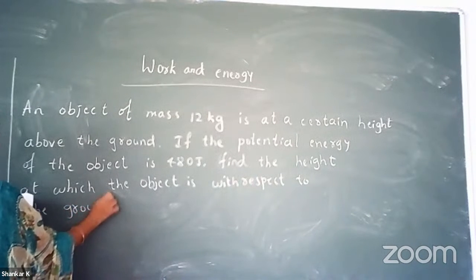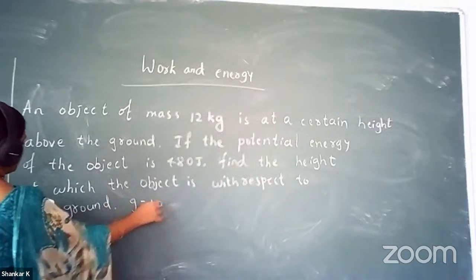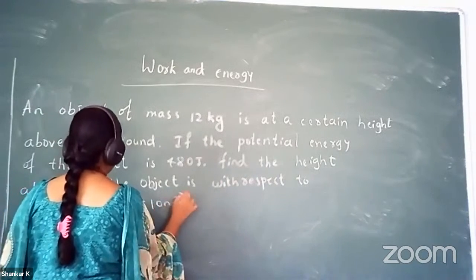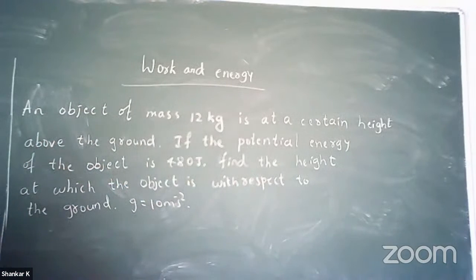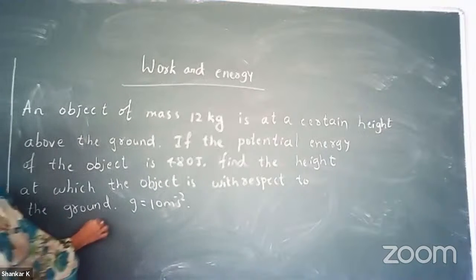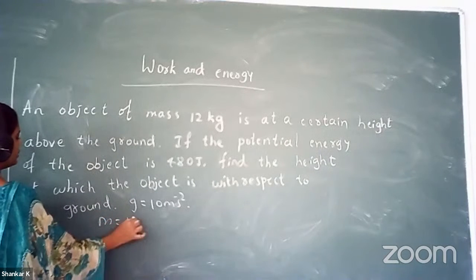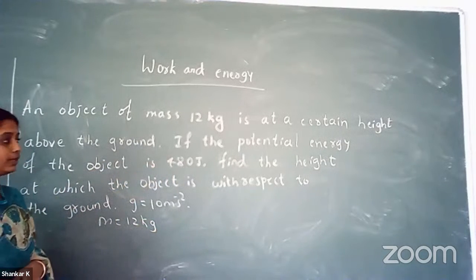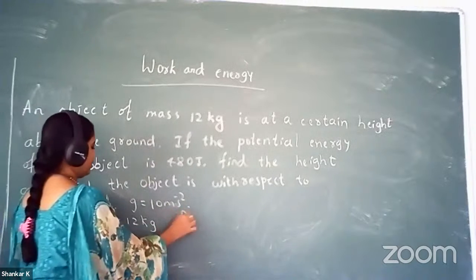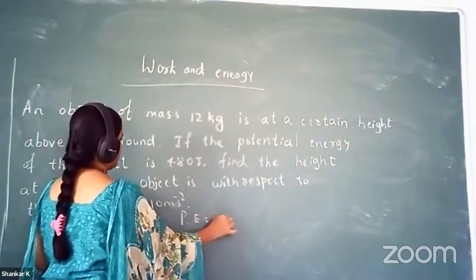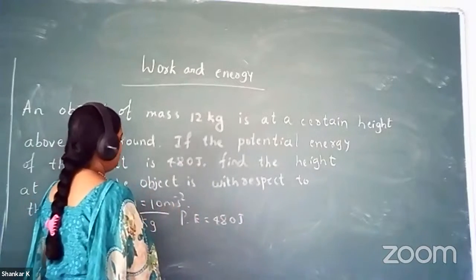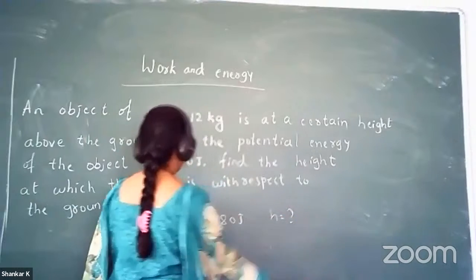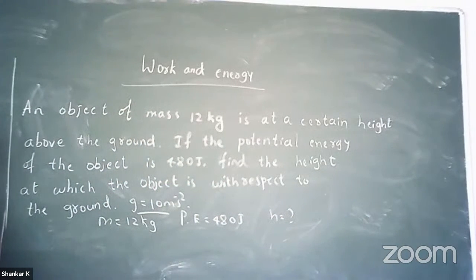Here g is equal to 10 meters per second square, they have given. So what things are given in this? The mass of the object is given, 12 kg, and 480 joule means the potential energy they have given here. And g is given. What we have to find here is h.